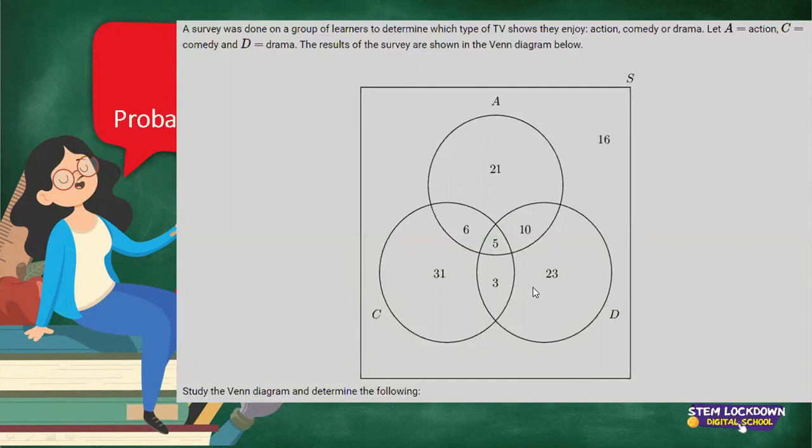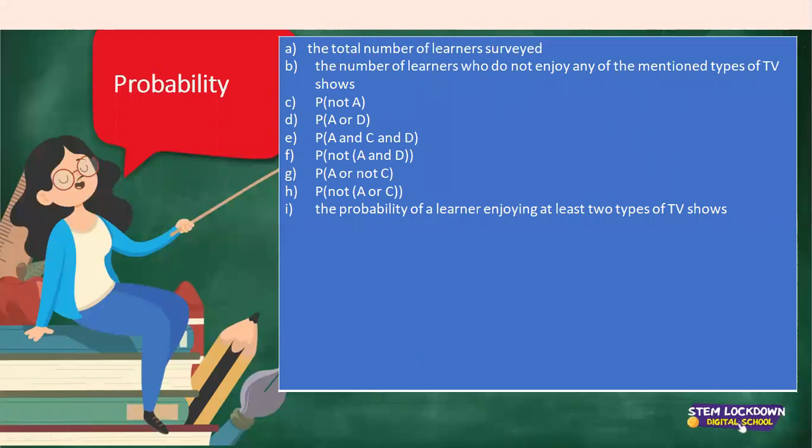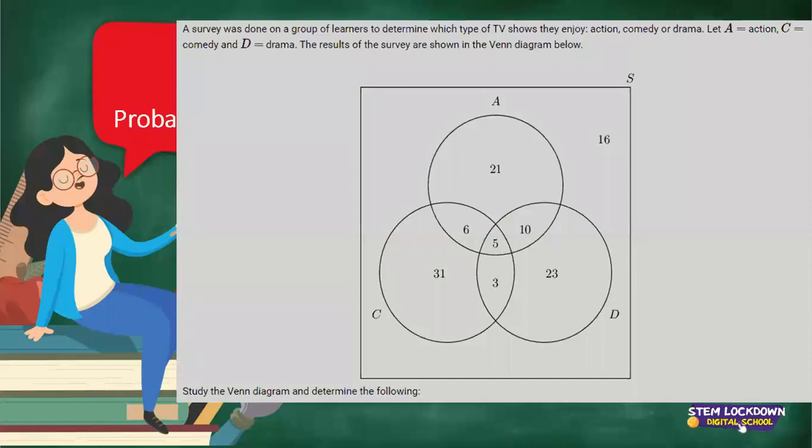Now, study the Venn diagram and determine the following. A, the total number of learners surveyed. So what is the total number of learners surveyed here? How do you find it?